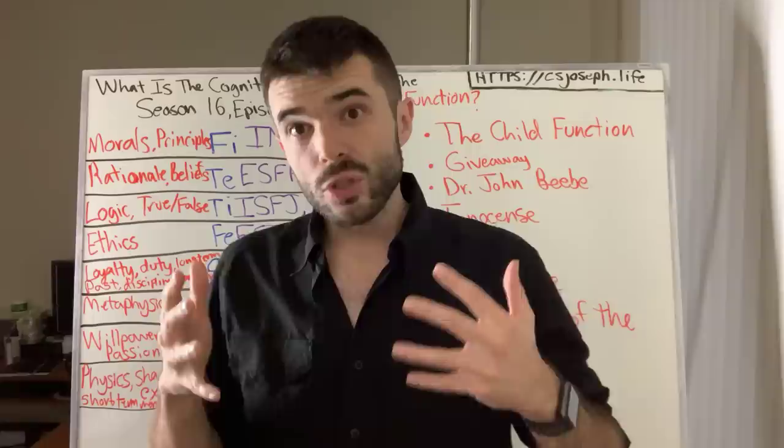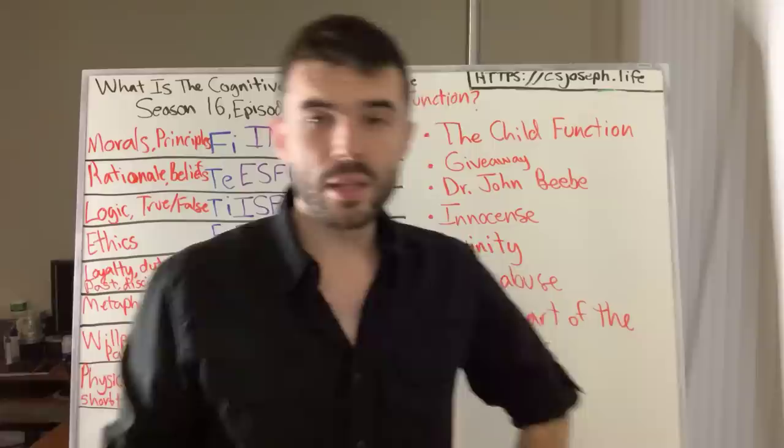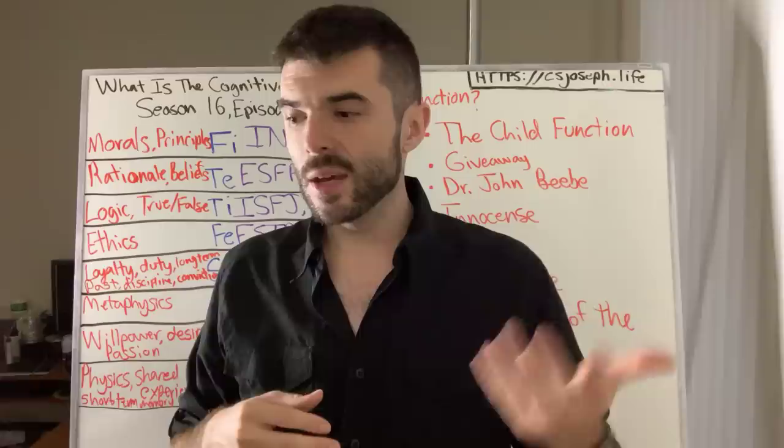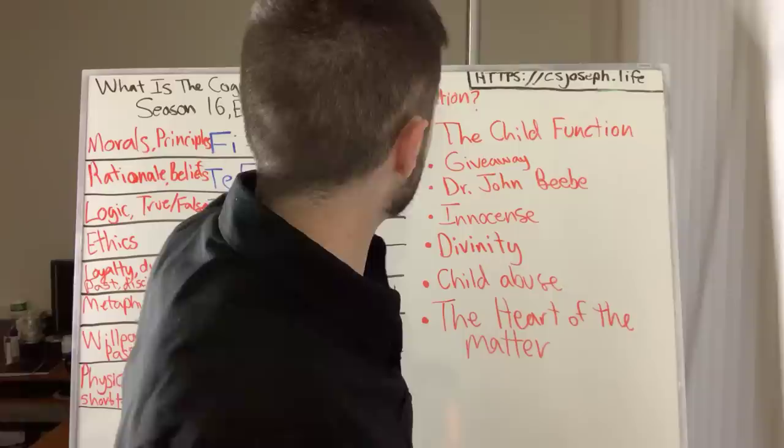So let's get through what the child function is and what it does. But before we do that, let's give credit where it's due. Dr. John Beebe, good man. The guy who first started teaching us about cognitive attitudes, the eight behaviors of the cognitive functions. And that's literally all attitude is. Attitude is just behaviors, and how they behave.